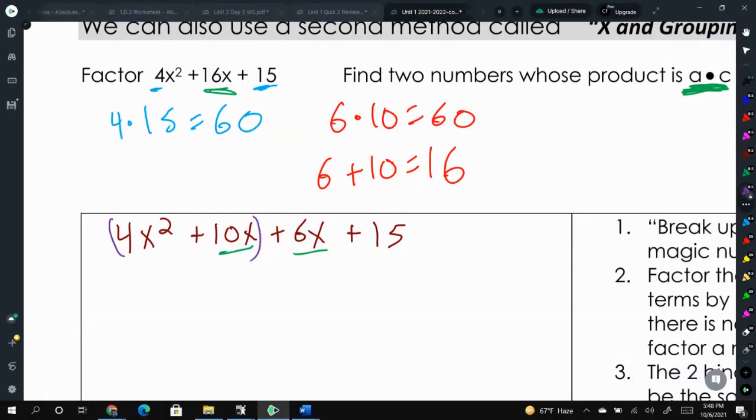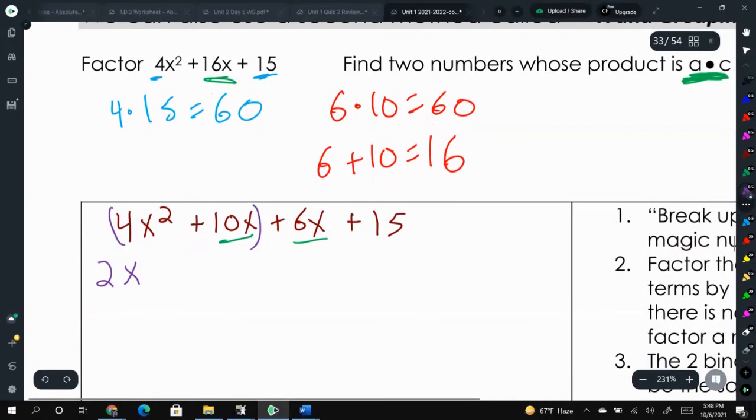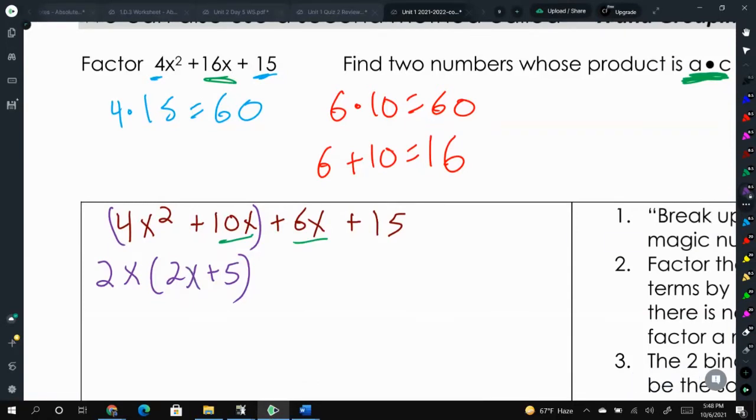You can factor a 2 out of that and an x. They both have an x in common. So we have 2x, and what is left inside is 2x plus 5. And again, if you wanted to, you could multiply this back. 2x times 2x is 4x squared, and 2x times 5 is 10x. That's just something I will do sometimes in my head, quickly, just to make sure I've done this correctly.